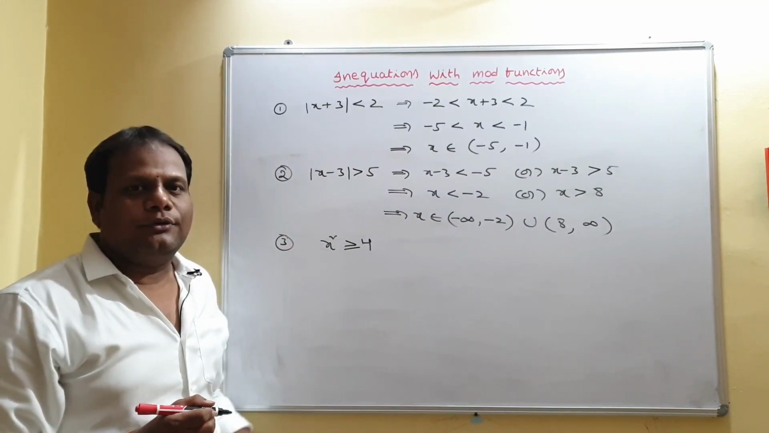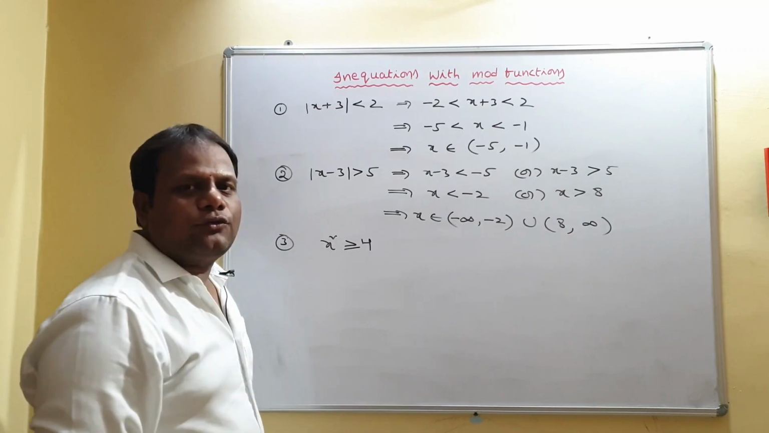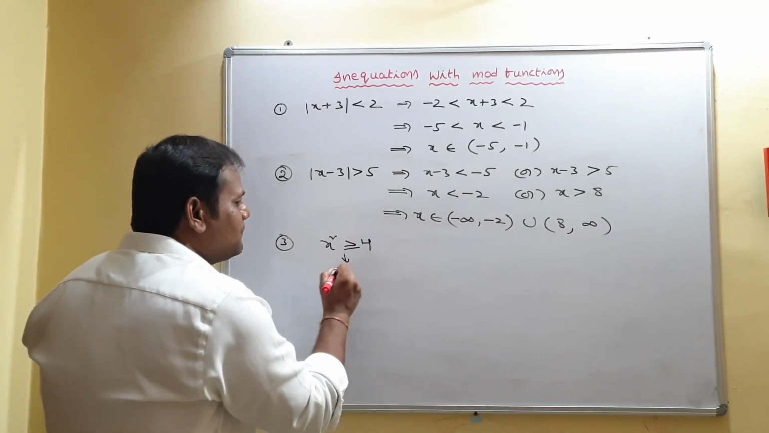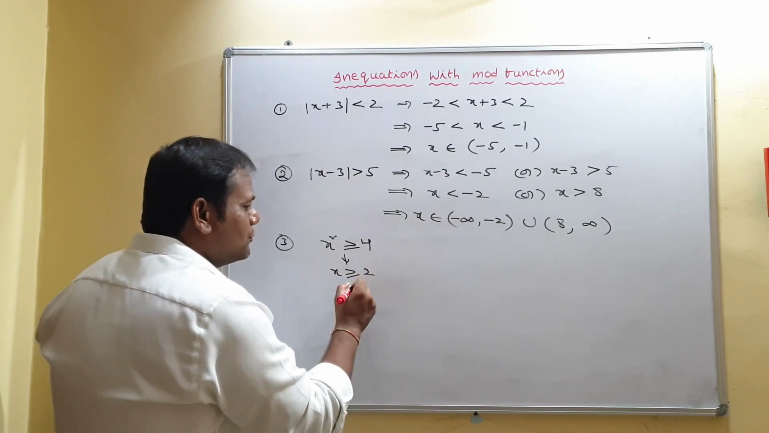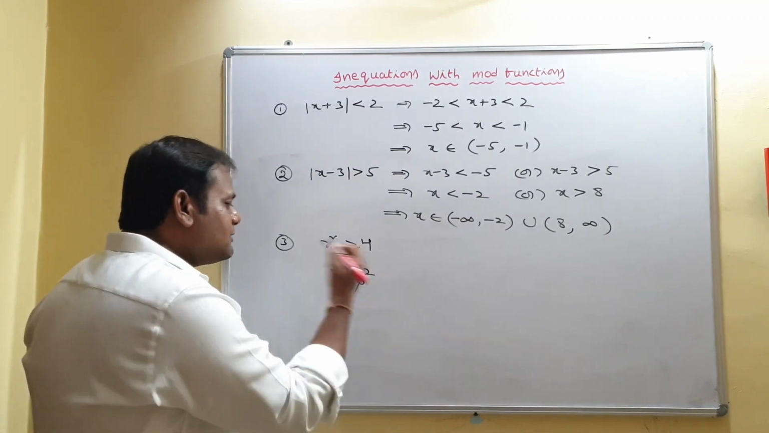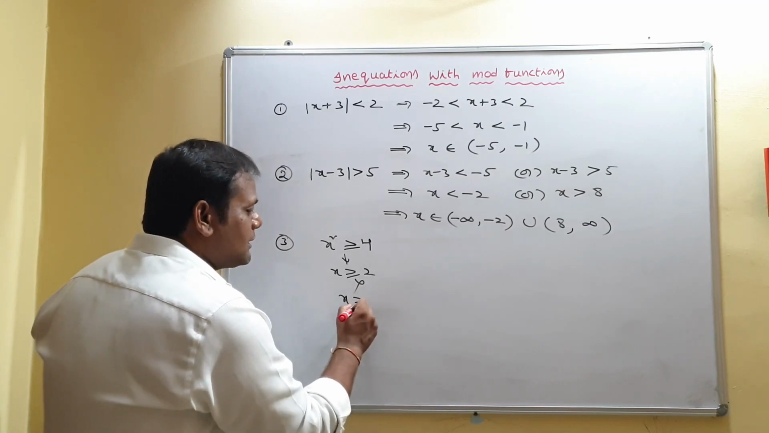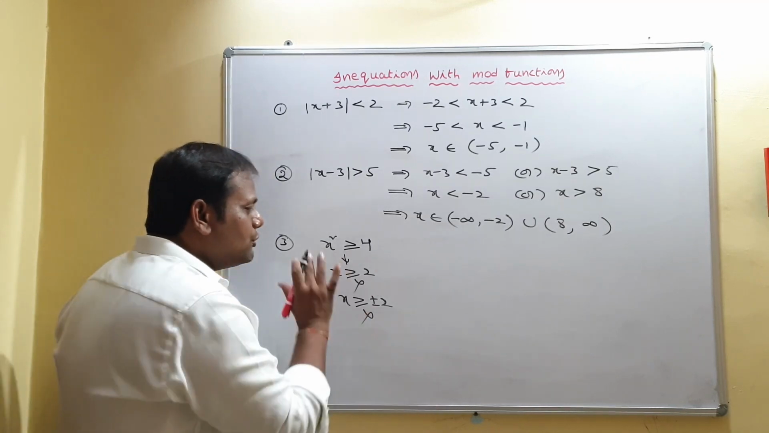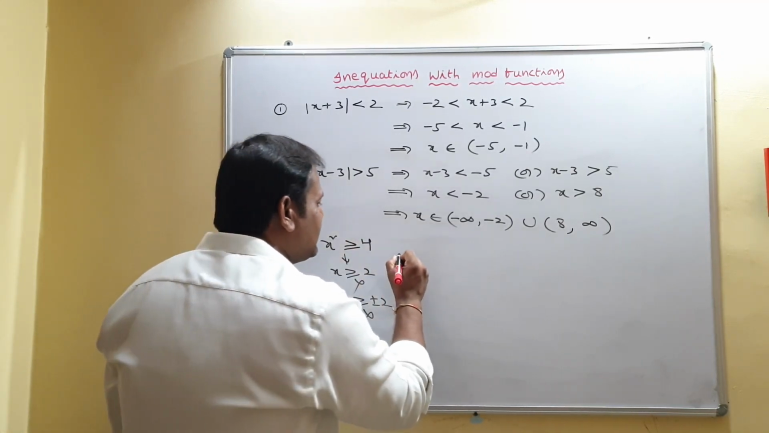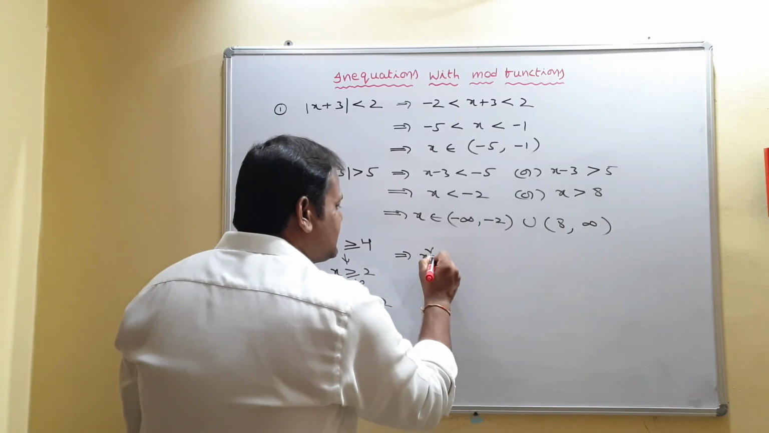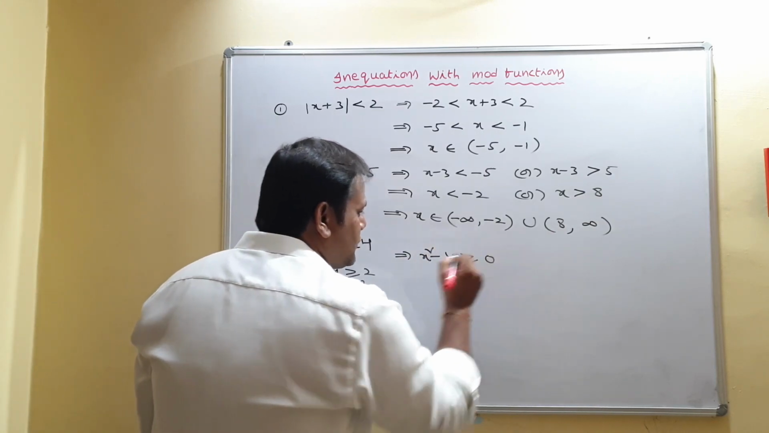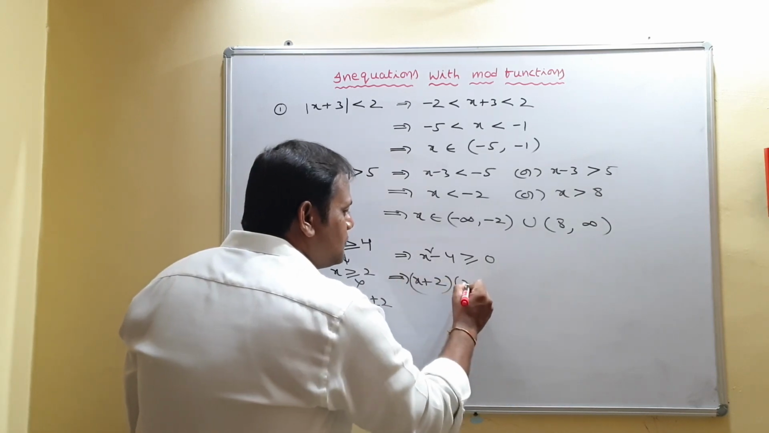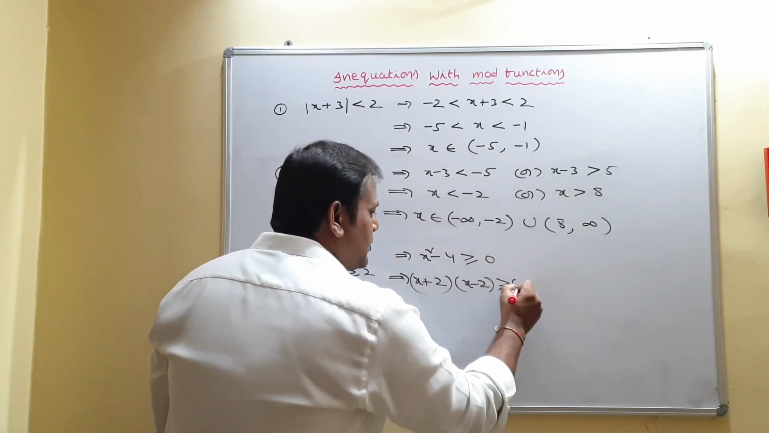Coming to third example, x square greater than or equal to 4. So many of the students directly from this will write x greater than or equal to 2. It is wrong. Or some of the students write x greater than or equal to plus or minus 2. That is also wrong. So don't do like this. Shift 4 to the left hand side. You can get x square minus 4 greater than or equal to 0. So you can write it as x plus 2 into x minus 2 greater than or equal to 0.